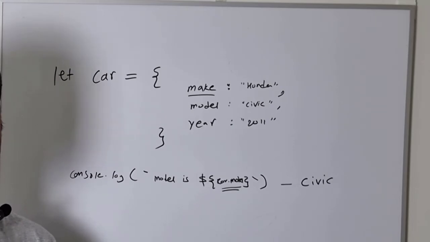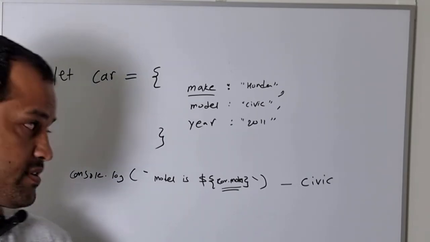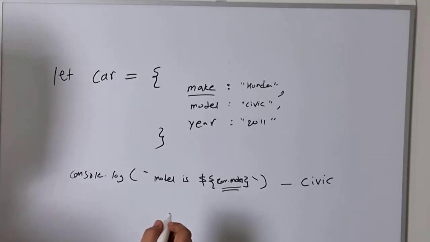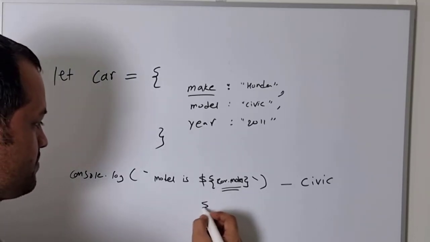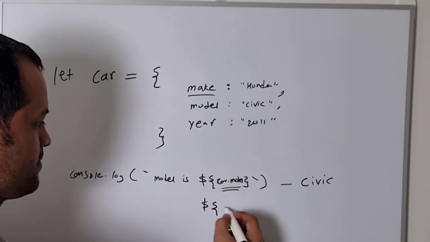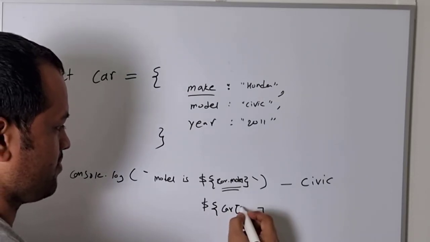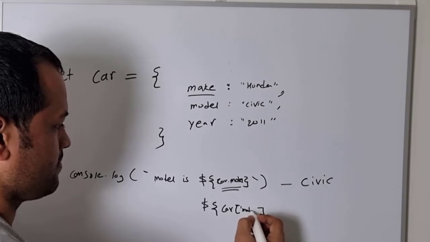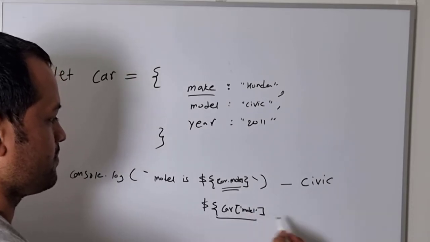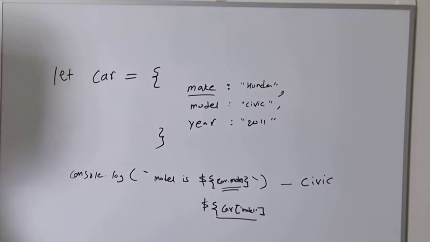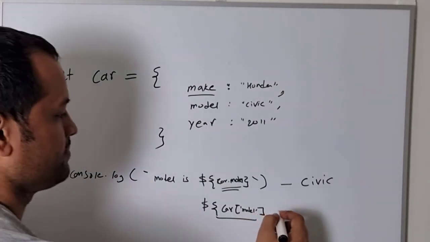There is another notation, the square bracket notation, through which you can access the properties as well. So for example, what you can do is car, and then in the square brackets you can put model. Okay, that's it. So just put the property name in the square brackets and then it will give the same result.